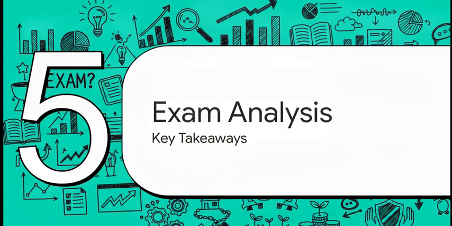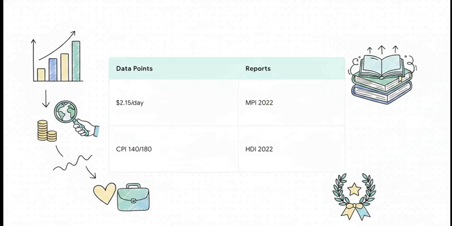Almost done. Section 5, Exam Analysis and Takeaways. We are now in the final phase of our masterclass, guys. It's time to consolidate everything we've talked about into a high-yield format that you can use for your final revisions. Think of this as your ultimate cheat sheet. Based on previous year exam trends, essays that fail to cite global indices rarely score above average. It's just a fact. So these are the data points you absolutely must drop in your writing: the $2.15 threshold, the CPI rank of 140, and the life expectancy rank of 135.